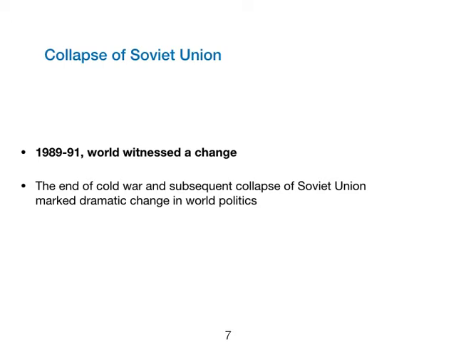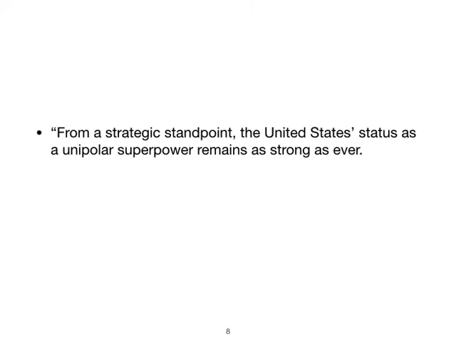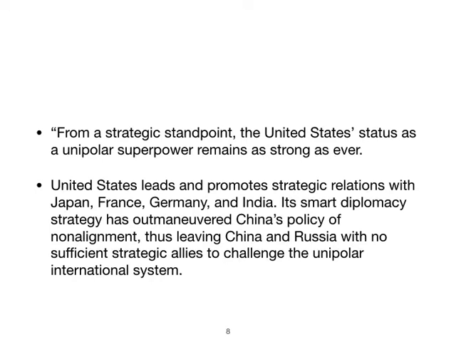Obviously, the term multipolarity is also counted often, but it's more important to look into it from a different perspective as well. So, from a strategic standpoint, the United States' status as a unipolar superpower remains as strong as ever in recent times. The United States leads and promotes strategic relations with Japan, France, Germany, and India. Its smart diplomacy strategy has outmaneuvered China's policy of non-alignment, thus leaving China and Russia with no sufficient strategic allies to change the unipolar international system.